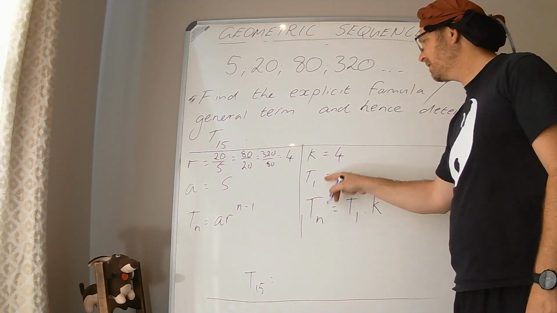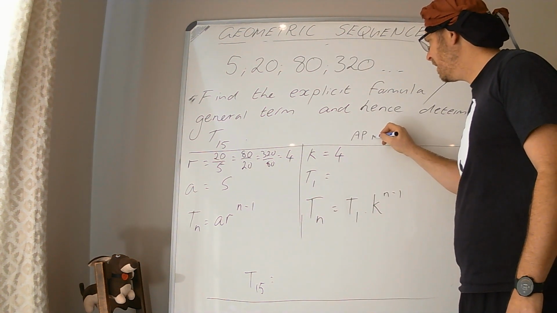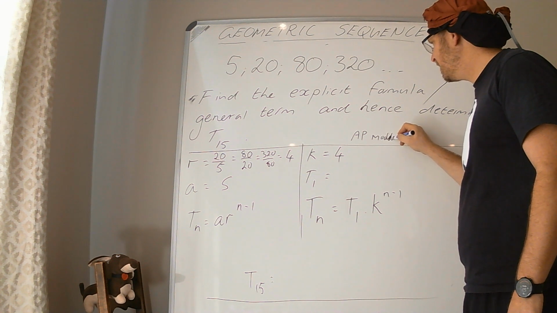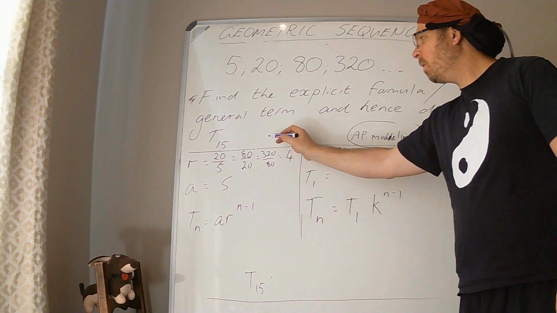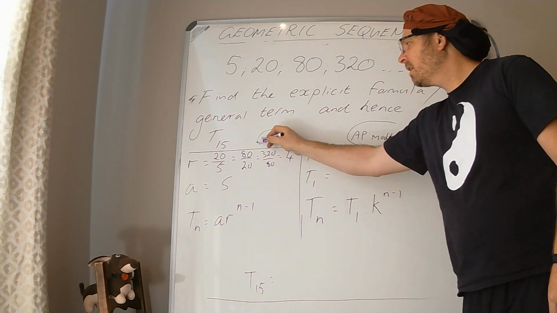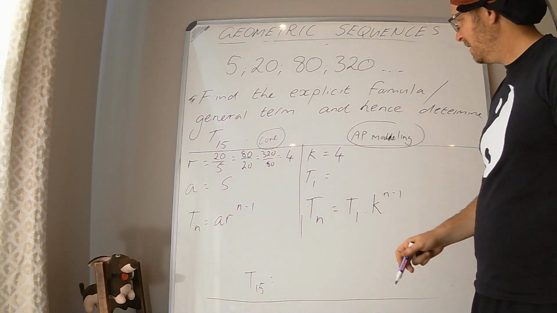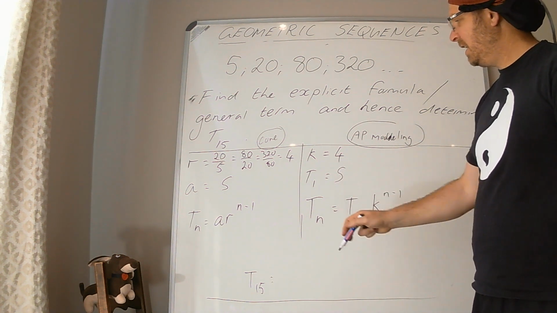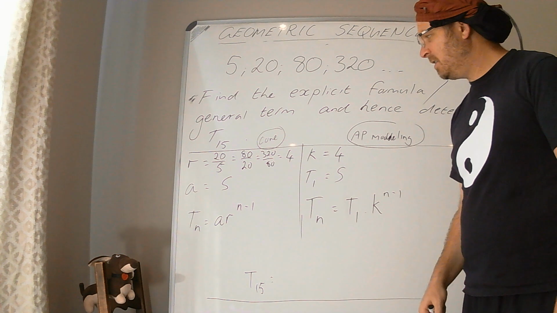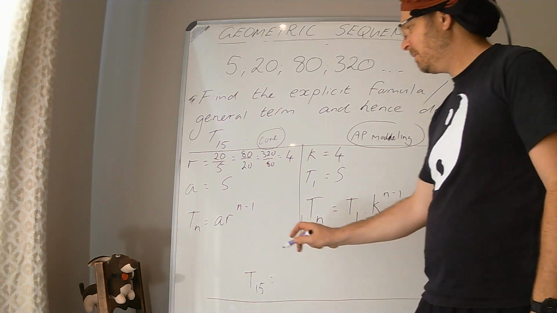And sometimes, as I say, this is just in AP modeling. We sometimes use this language that we always use in core and in AP as well. But it's saying the same thing. So T1 is equal to 5. If you're using this notation, then we'd say Tn is equal to AR to the n minus 1.